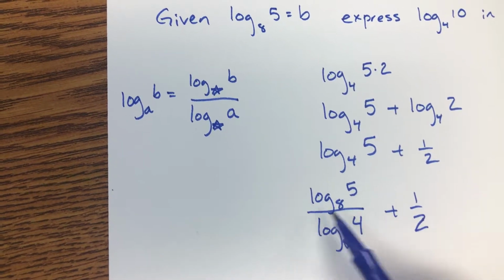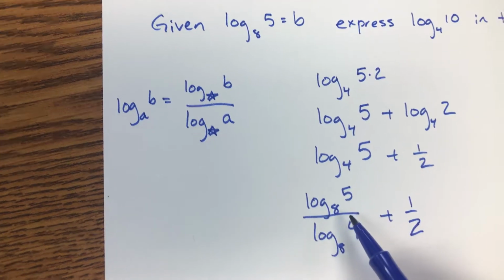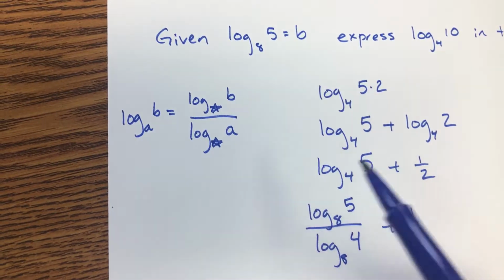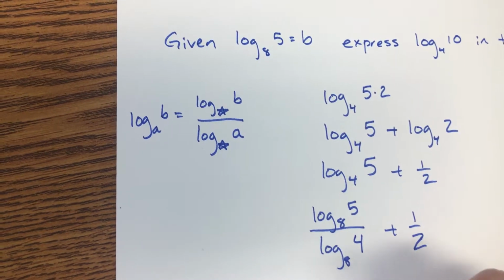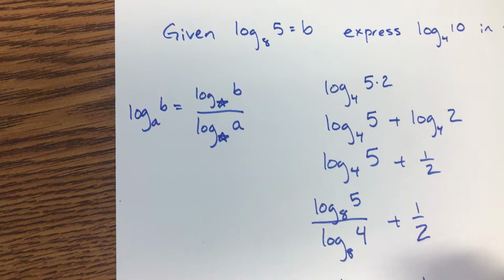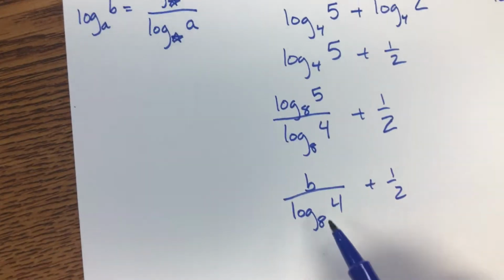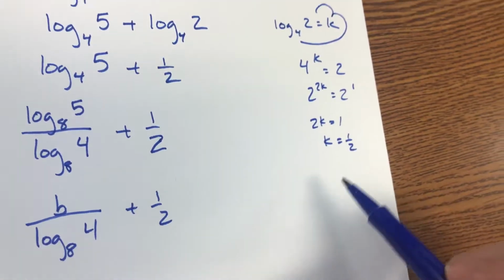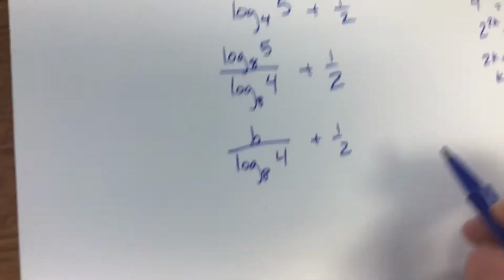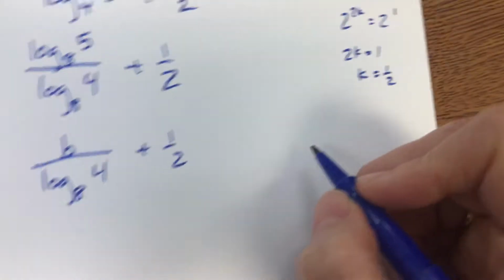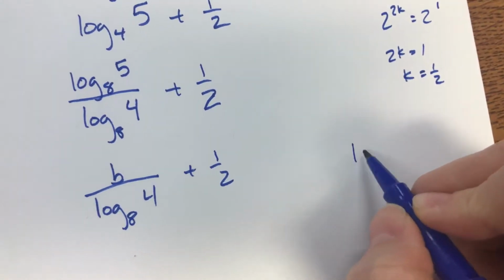So now I can manipulate. I know that my numerator is log base 8 of 5, and log base 8 of 5 is b. So this is b over log base 8 of 4 plus 1/2. Well, now I can take this mess and do something similar to what I did over here. Because when I see 8 and 4, I know they're both powers of 2. So life is great.